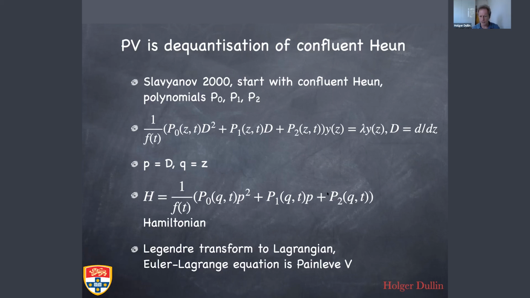And then let's write down a Hamiltonian. That's this Hamiltonian here. That is now a classical Hamiltonian, which is made out of these terms. And then if you now Legendre transform this to a Lagrangian and write down the Lagrange equation, then this is Painlevé 5.